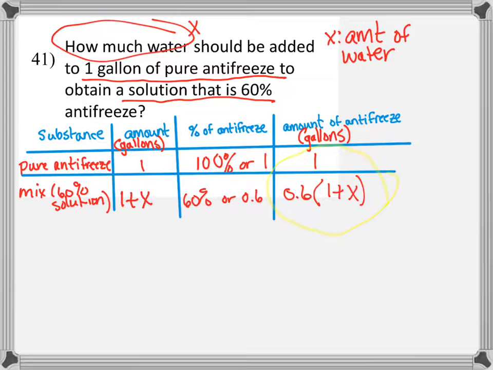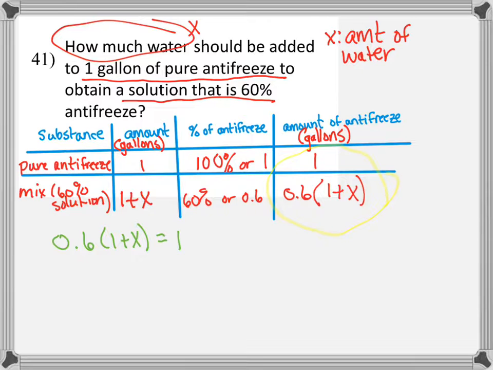Now, again, this last column is what we're using for our equation. And we know that we cannot create antifreeze out of nothing. So these two values need to be the same. 0.6 times the quantity 1 plus x must equal 1, because we started off with 1 gallon of antifreeze. We're only adding water. We should still have 1 gallon of antifreeze in the total mixture.